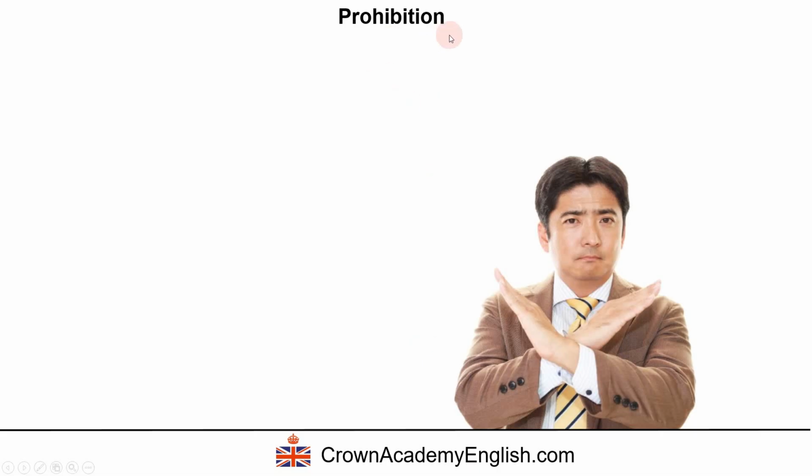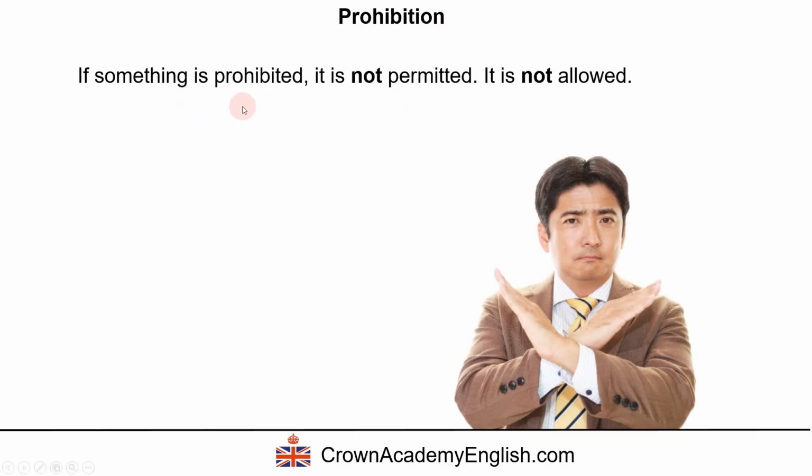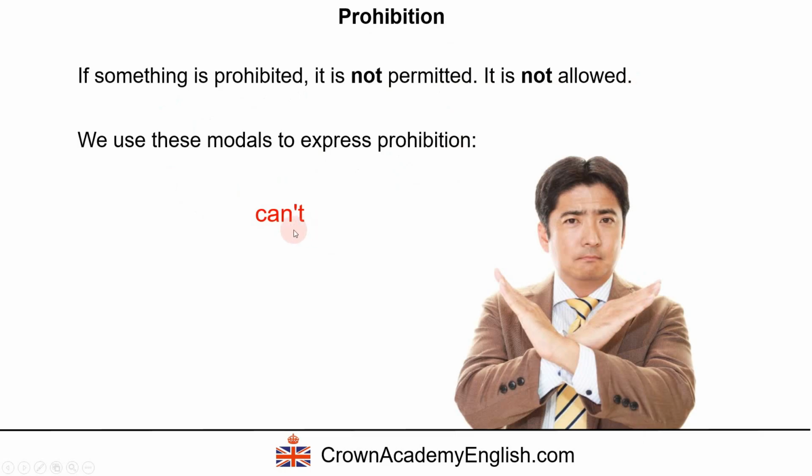Now, prohibition. So this is almost like the opposite of permission. So if something is prohibited, it is not permitted. It is not allowed. Okay, so it's a big no. No, this is not permitted. And we use these modals to express prohibition. Can't, which is the negative of can, and must not, okay, which is the negative of must. Okay, so let's look at these examples.